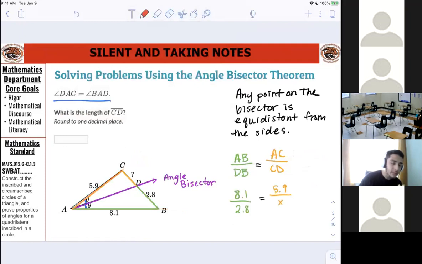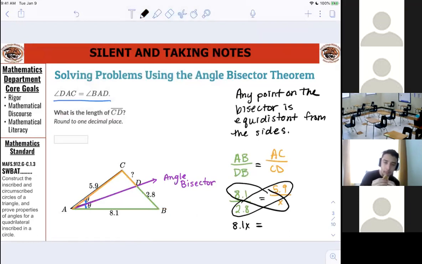If I want to get x by itself, dividing? Yes. But more specifically, since I have two proportions, two ratios, two fractions, I can cross multiply. So here, the 8.1 goes with the x. So this is going to be 8.1x. And then on the right side, I've got to multiply 2.8 times 5.9. What do I get? 16.52.